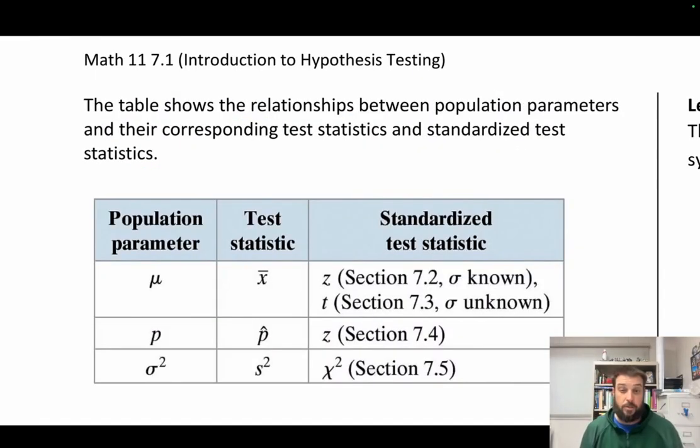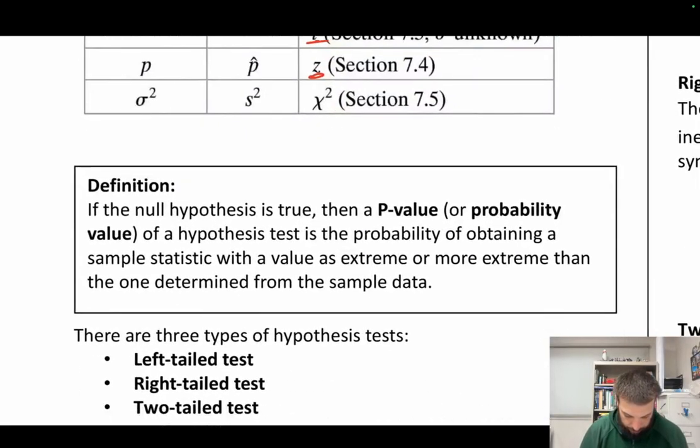All right, the table here shows a relationship between our population parameters and their corresponding test statistic. So we have mu, our mean for the population, and x bar, our sample mean, and we talked about our z-score and t-test. And then we have p and p hat for z, which we'll talk about later. And this last one we won't quite get to in section 7.5, but you'll have a pretty good idea of what those can look like.